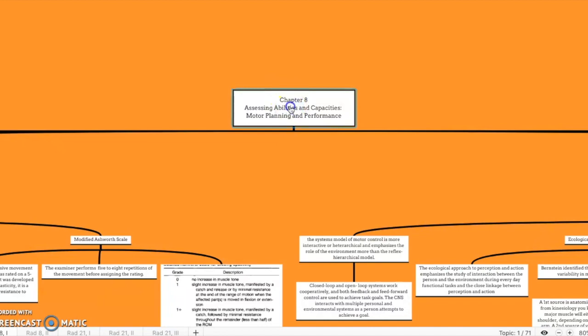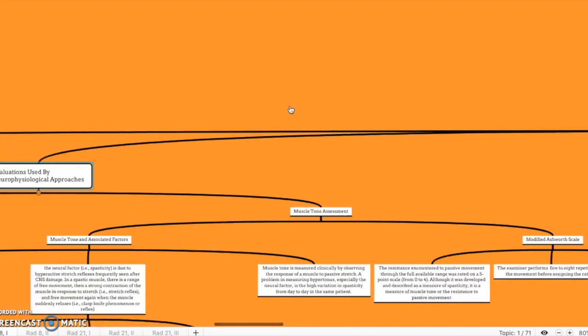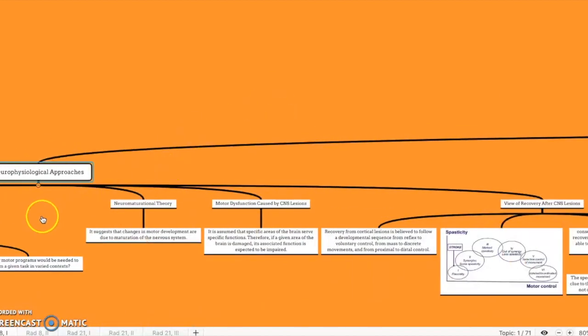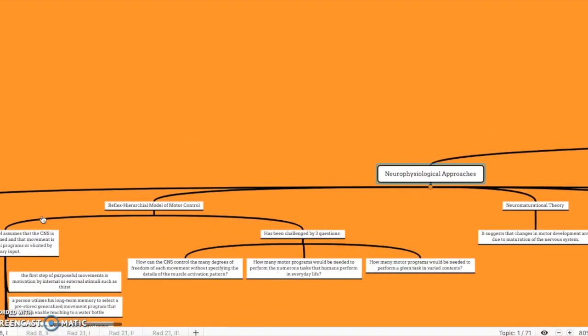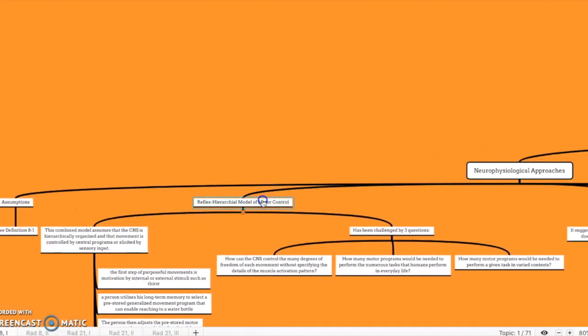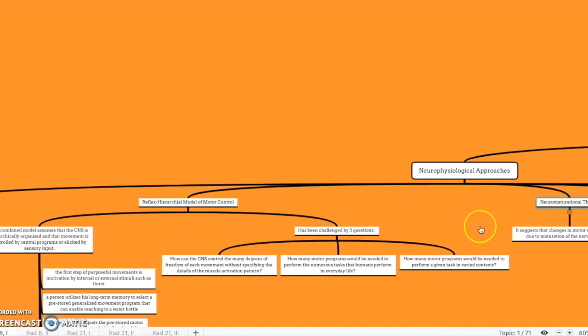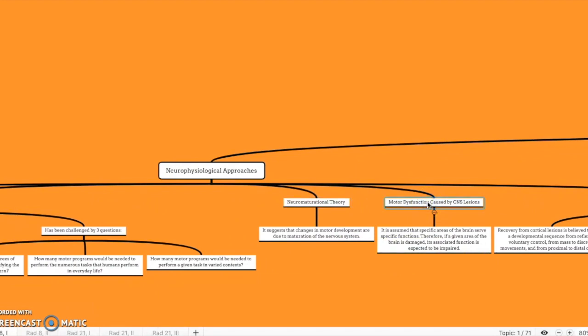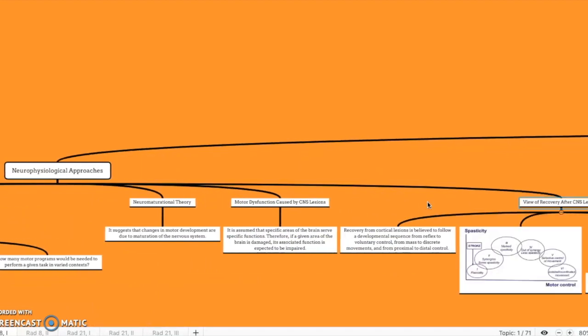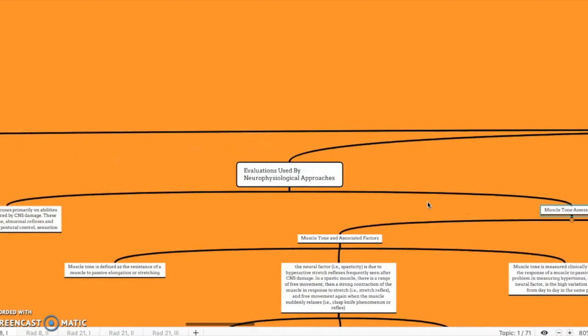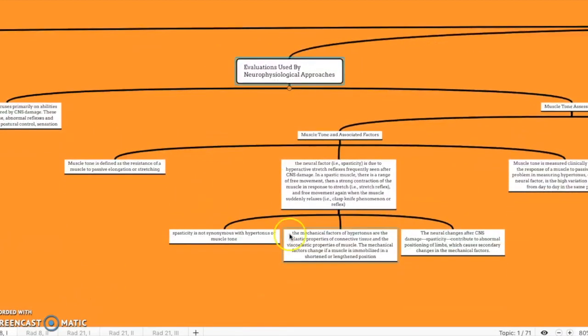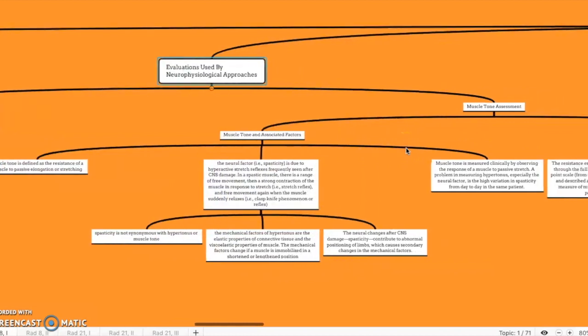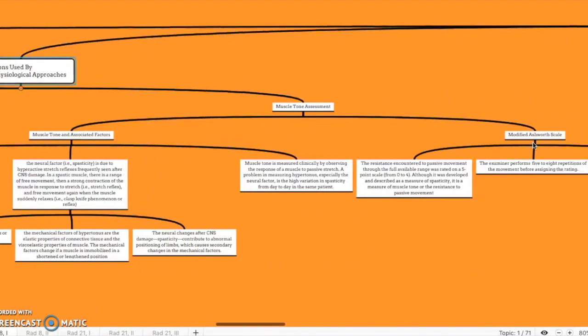And in this concept map, you can see that we begin over here, where we talk about the neurophysiological approaches, and you can see them listed underneath, such as reflex hierarchical model of motor control, then neuromaturational theory, and motor dysfunction caused by CNS lesions. And here's the view of recovery after CNS lesions. The next section is evaluations used by neurophysiological approaches. And you can see below we have the information on that, including muscle tone and associated factors, and assessment of muscle tone over here.